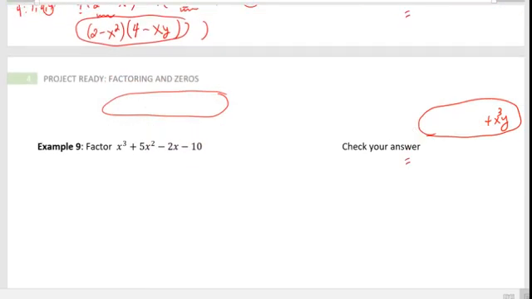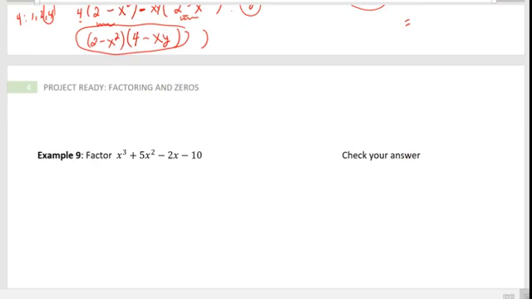Okay, let's try a couple more examples. So I'm going to group this term here. And I'm going to group these guys here.